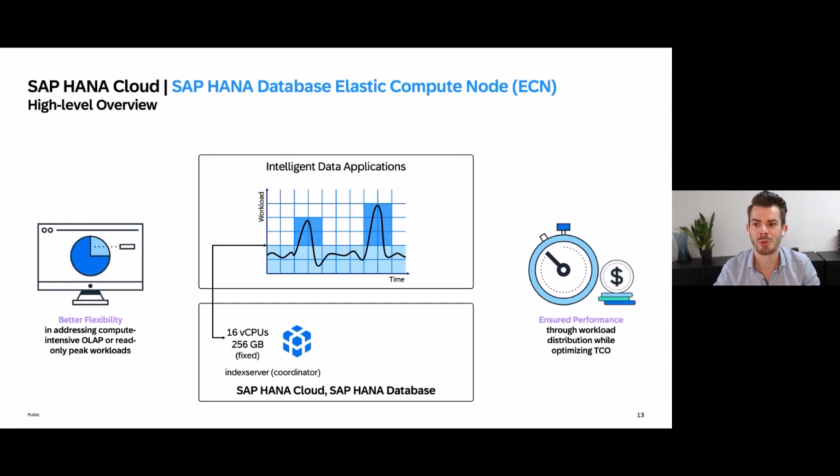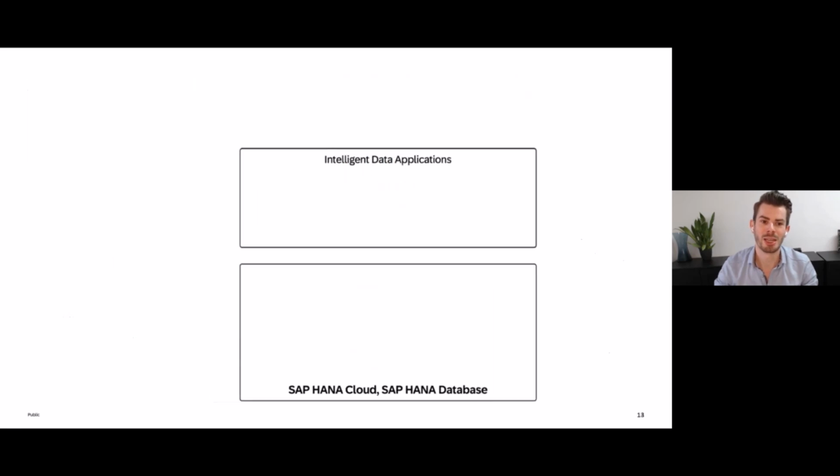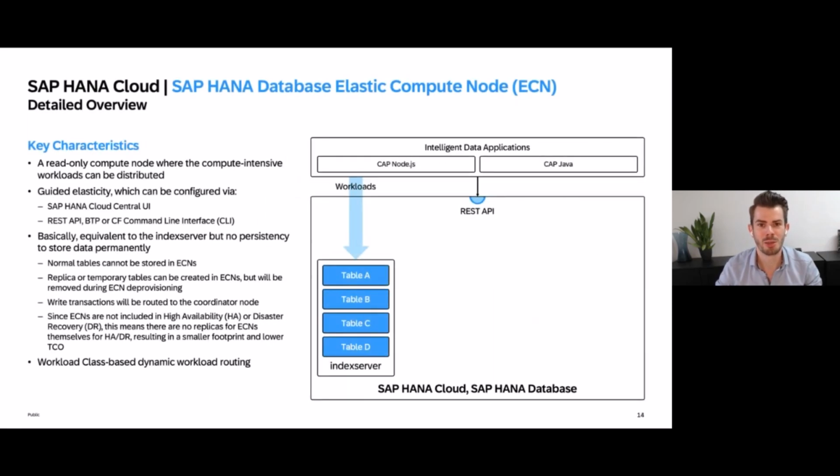So in our example here, we have, for instance, provisioned a so-called coordinator or primary node, which is our index server, to be 16 vCPUs to cover basically the average threshold that we're seeing here as well. And to take care of the peaks that are coming in, we're adding for a certain period of time on-demand nodes, and we can route workloads based on workload classes to these Elastic Compute Nodes. That's the very high-level summary of what Elastic Compute Nodes provide, but now let's go right into the details to understand more what it's all about and how you can make use of the feature.